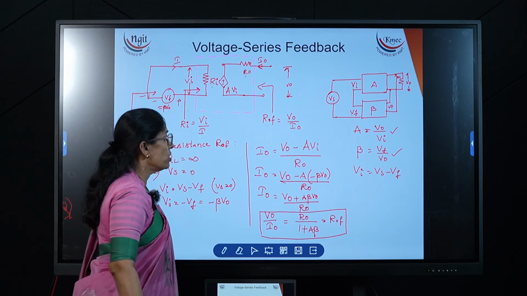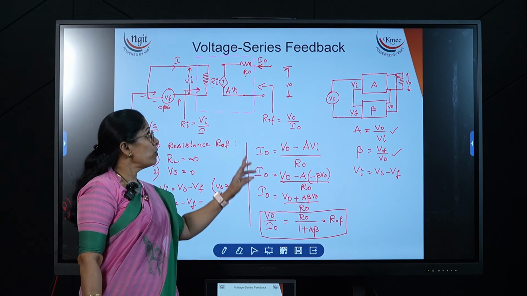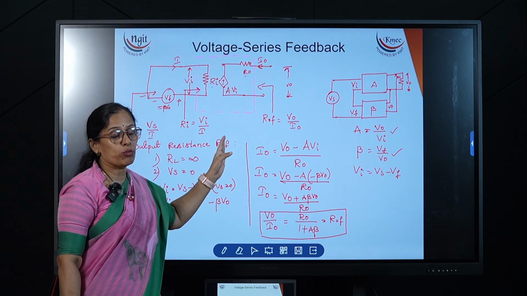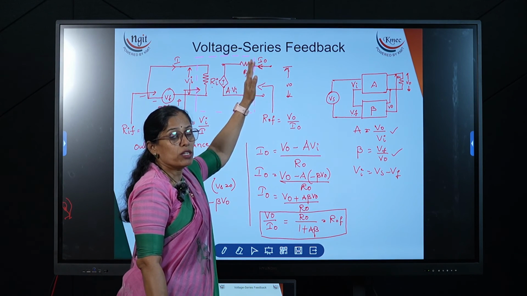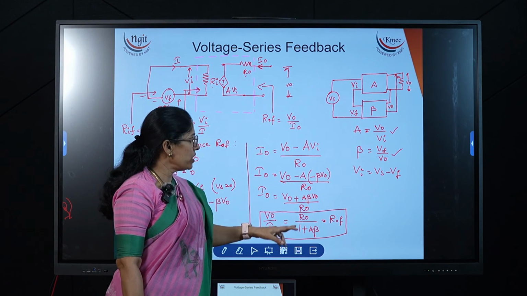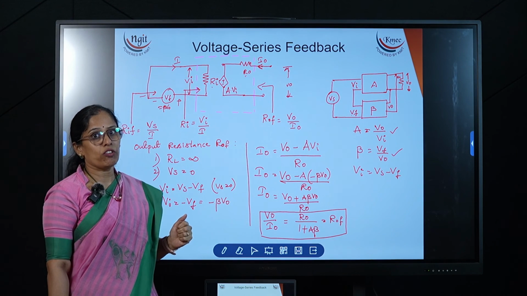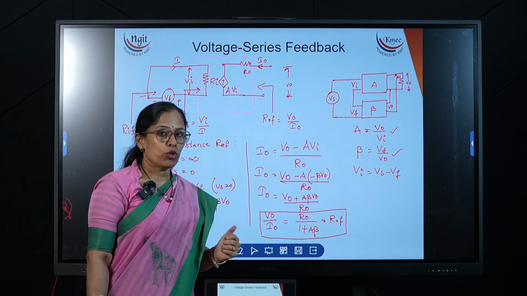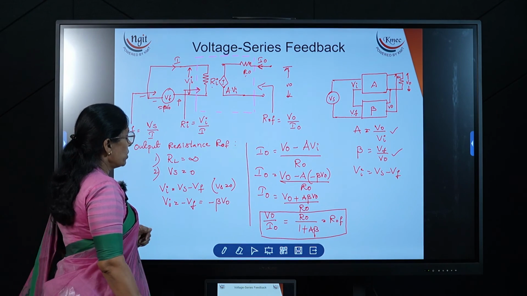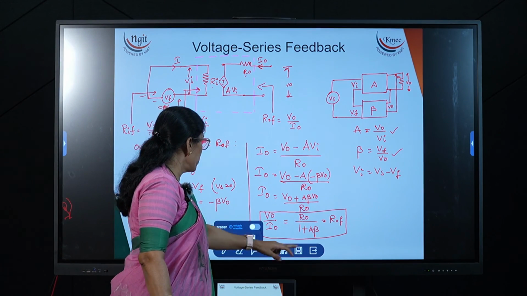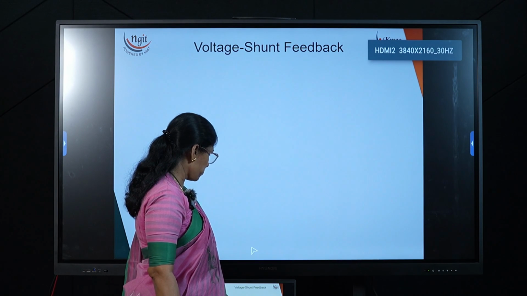Now with this, what we understood? Output resistance is reduced by 1 plus A beta times. Now in the voltage amplifier, how should the output resistance be? It should be minimum, so that it should not drop any voltage. The complete voltage should transfer to the load. Now with the negative feedback, what happened? Further the output resistance reduced. Now this is the effect of negative feedback on both the input and output resistance in the case of voltage series feedback. Now in the next slide, we will see the voltage shunt feedback.